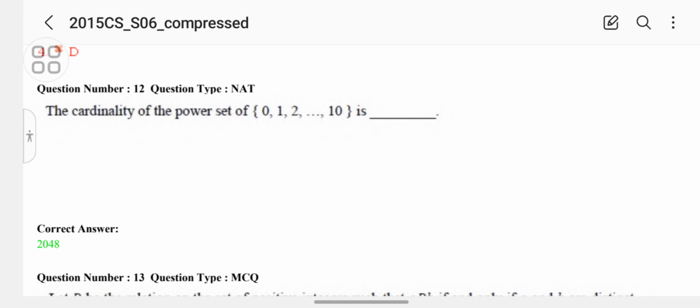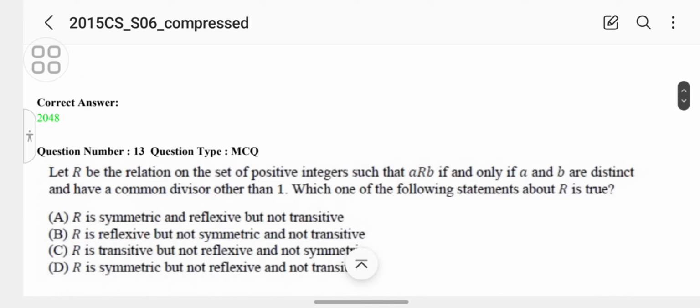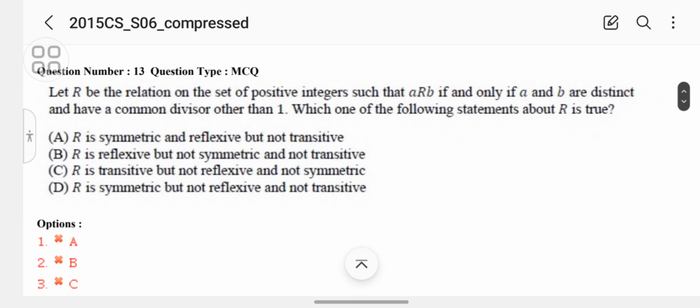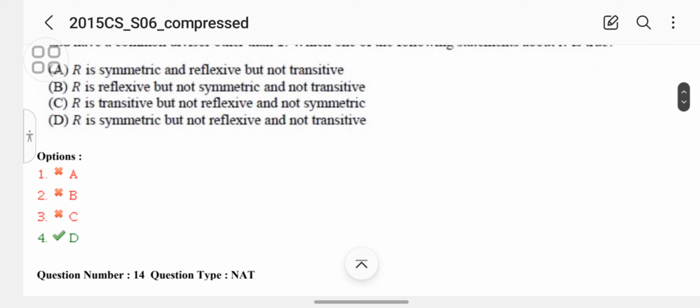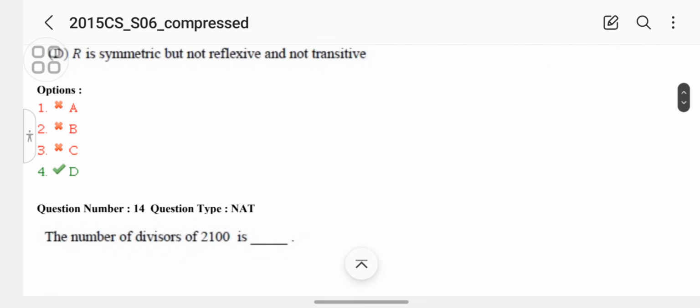Now question number 12 is the cardinality of the power set of {0, 1, 2, ..., 10} is what? So for this, our answer is 2048. Question number 13 is let R be the relation on the set of positive integers such that A R B if and only if A and B are distinct and have a common divisor other than 1. Which one of the following statements about R is true? So for this, our answer will be D, that is, R is symmetric but not reflexive and not transitive.